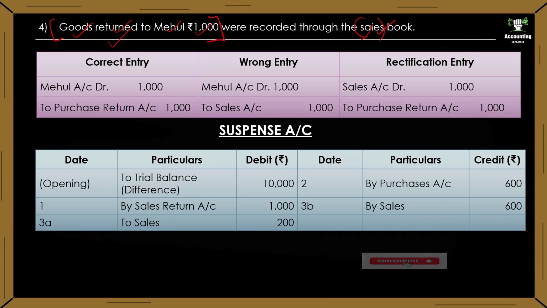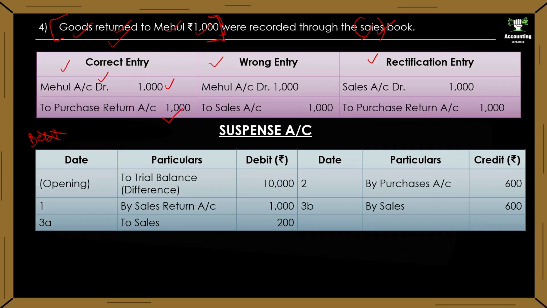Now, since two accounts are involved, we are going to use the format of correct entry, wrong entry and the rectification entry. So first let us see the correct entry. Goods returned to Mehul rupees 1000. When you purchase goods, it will be debited because we debit all expenses. Purchase return is opposite of purchase, so you will credit it to purchase return 1000 rupees. To whom you are returning? To Mehul. So debit the receiver. Mehul account debit 1000 to purchase return account 1000 is the correct entry.